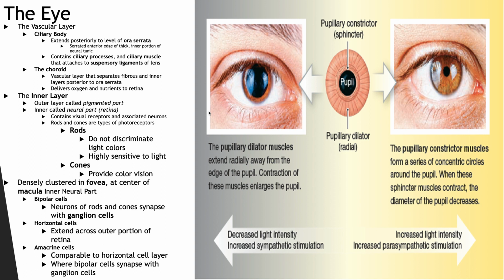2, regulates the amount of light that enters the eye. 3, secretes and reabsorbs the aqueous humor that circulates within the chambers of the eye. And 4, controls the shape of the lens, which is an essential part of the focusing process.